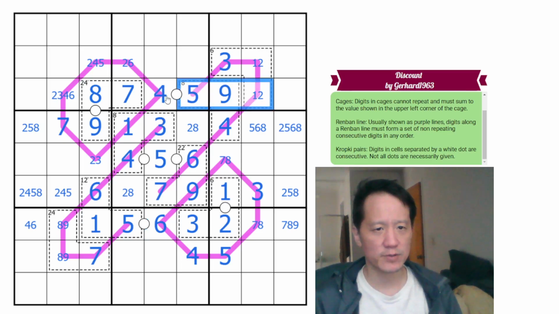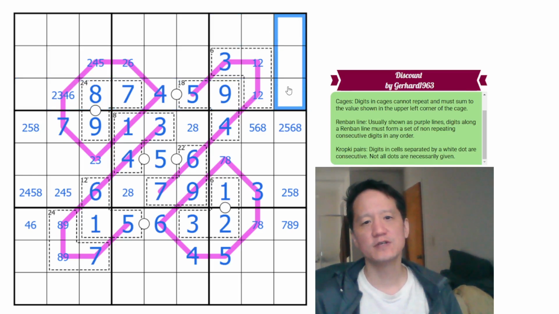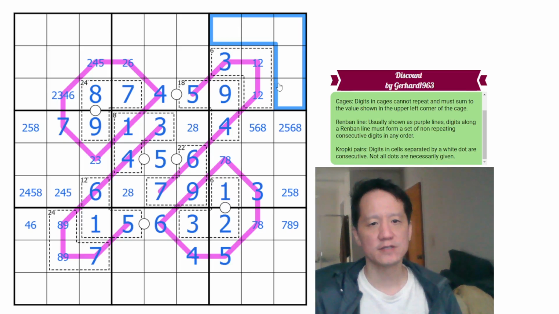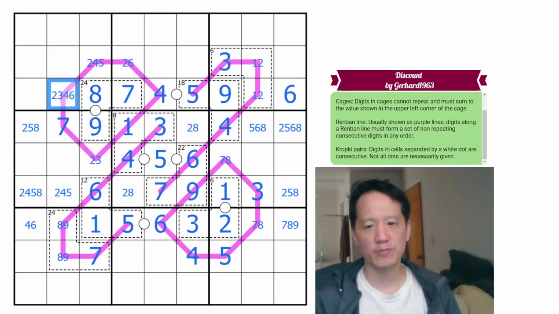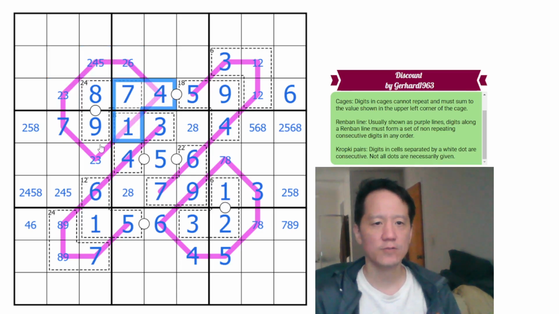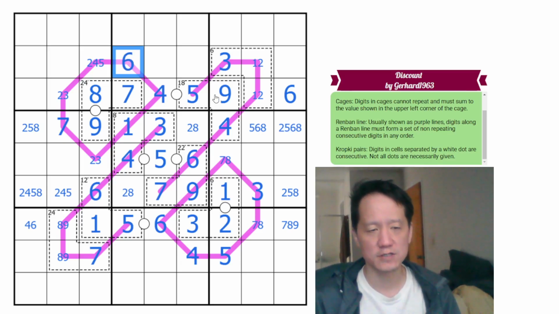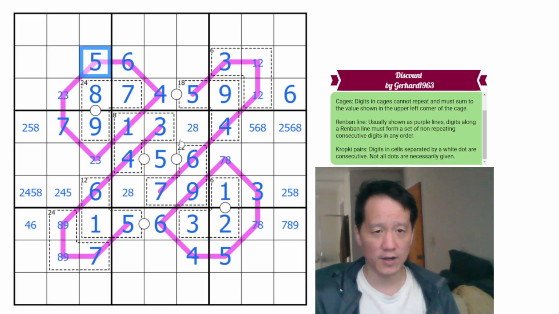We should have a similar thing if we look at this, right? If we look at the rest of these cells, it has to be 4 through 8. This can't be 4, 5, 7, or 8, so it must be 6. This can't be 4 or 6. We have a 2, 3, 2, 3 pair on this Renban, which means 2 and 3 cannot be in the rest of the Renban, so this must be a 6. And this has to be a 5.